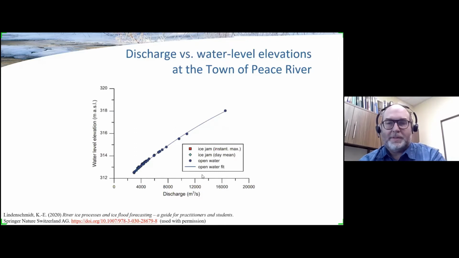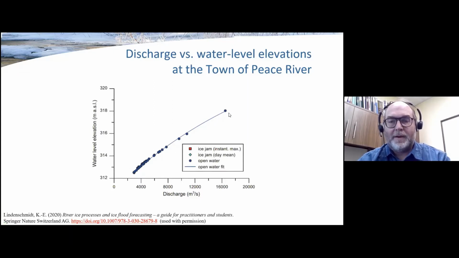We'll be able to see this here. Here I have a discharge water level curve, discharge on the x-axis, water level on the y-axis. And this is just for an open water case. You can see it's quite smooth. This is sort of a rating curve, quite smooth.